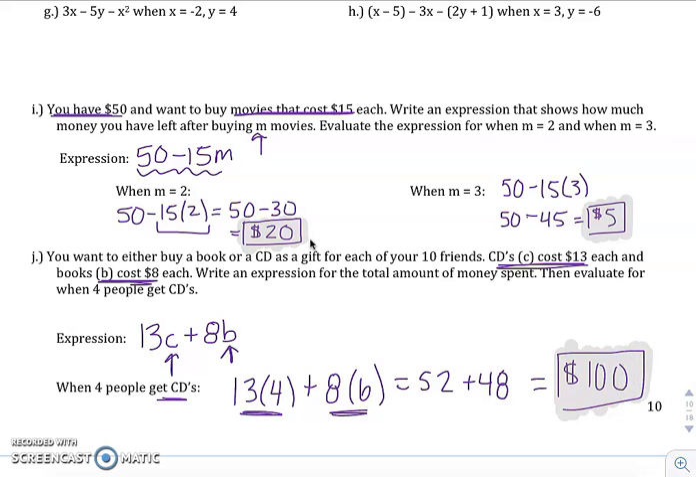So when you're writing expressions, sometimes they give you what variable to use. Like they gave us M, they gave us C and B. Otherwise, if they don't, a good first step is coming up with the variable you want to use and then working through it and seeing how much each thing is costing or what each thing is owing. And that's what's usually being attached to your variable.